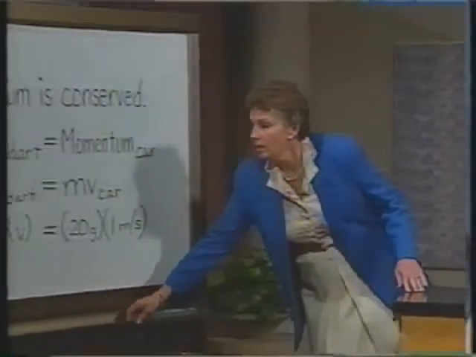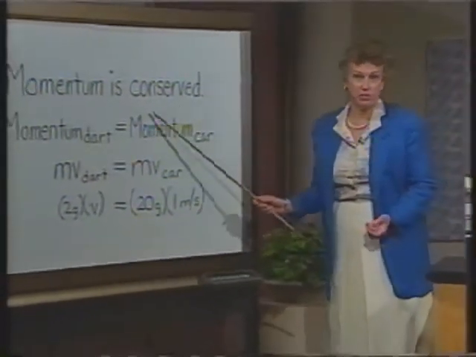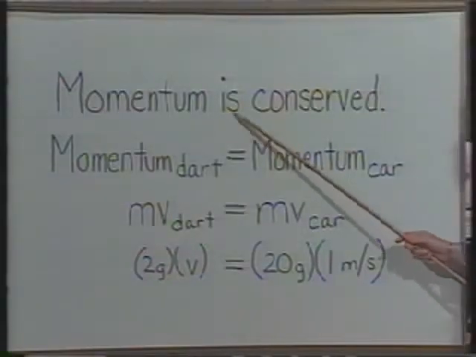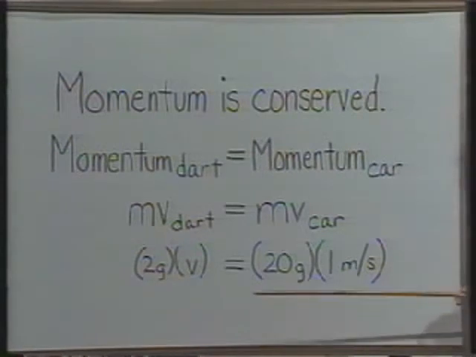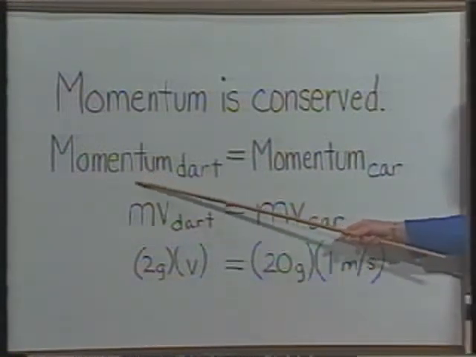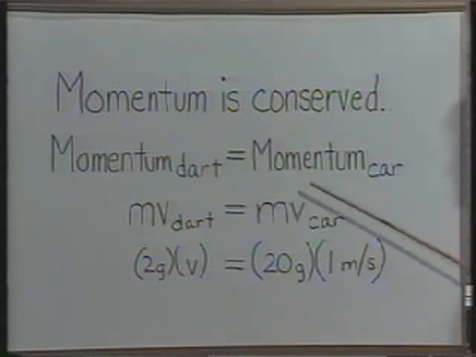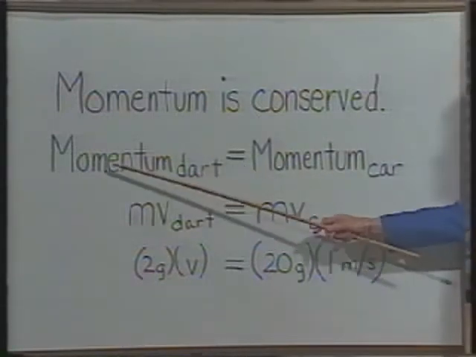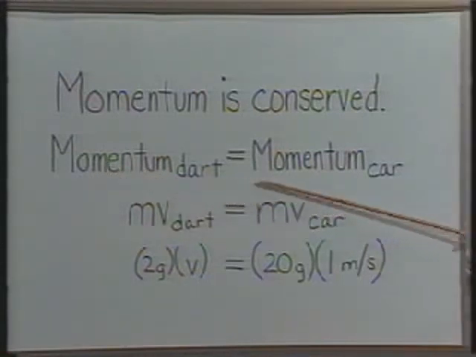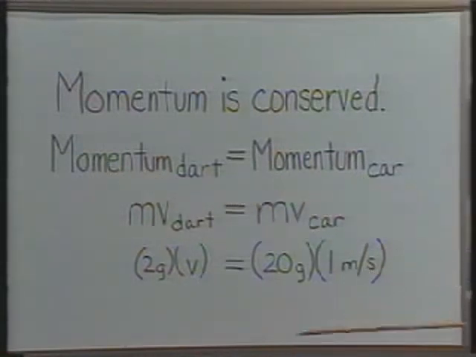Let's go back to Newton and see what this means. Let's see how the highway patrol could come out and interpret this. Recall that momentum is conserved. That means it is not gained or lost. It is simply transferred from one object to another. In the case of the dart and the car here, then, the momentum of the dart equals the momentum of the car because momentum is conserved and the motion of the dart is transferred into the motion of the car.